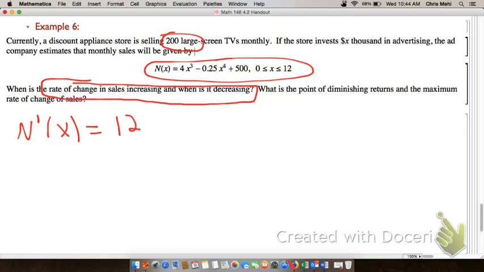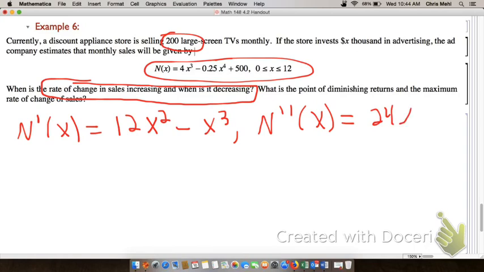The first derivative is going to be 12x squared minus x cubed. Okay, so I just used the power rule on each of those first two terms, and then the derivative of 500 is 0. And then I can take the second derivative, and that's just going to be 24x minus 3x squared. And then for the sake of finding where that's 0, finding the partition numbers, I can factor out a 3x and be left with 8 minus x.